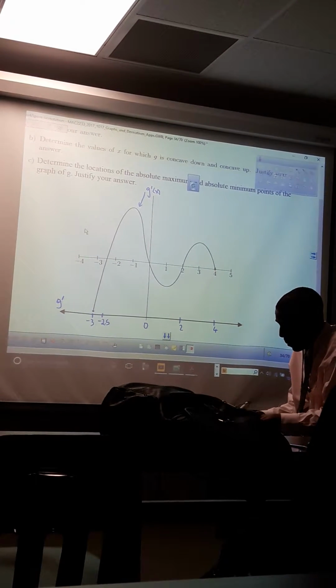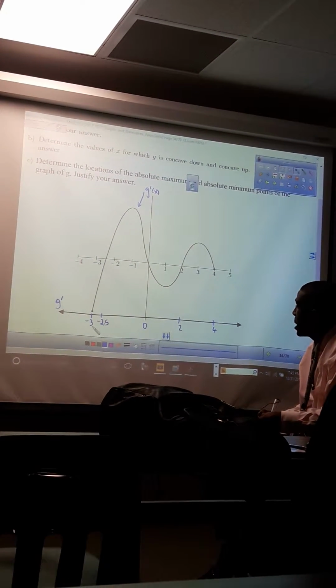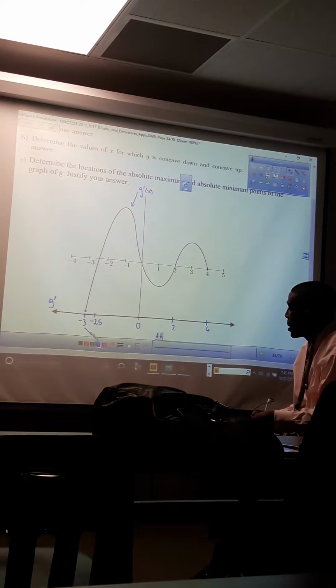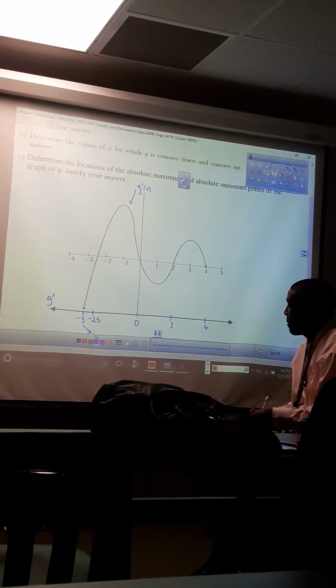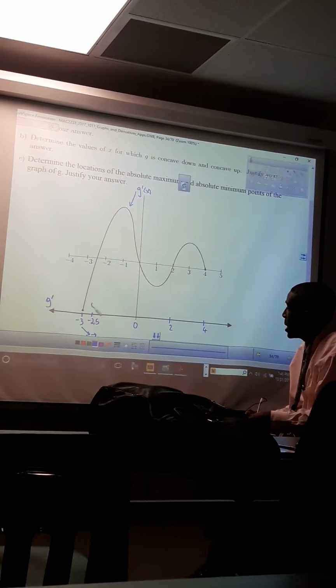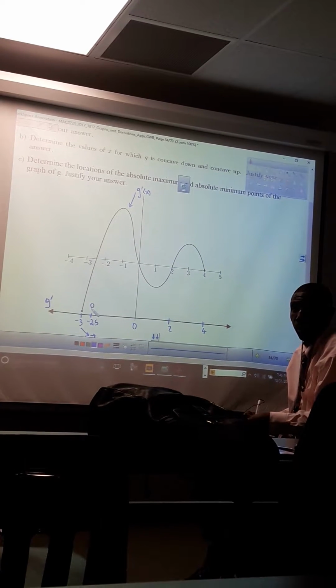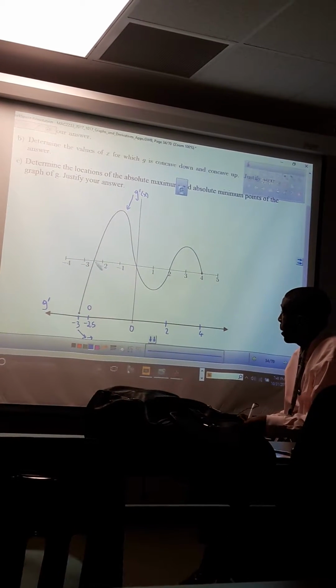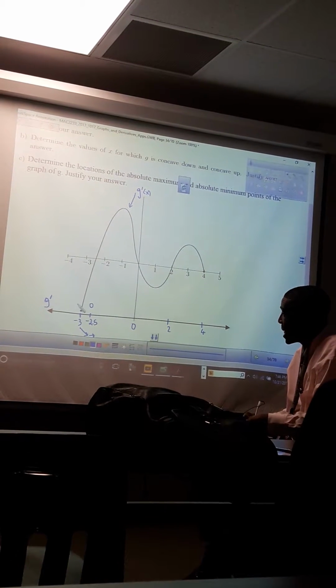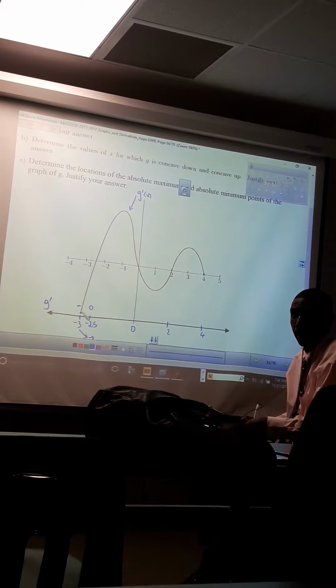First of all, G starts here and then decreases. Then at -2.5, G turns. Why does G turn? Because G prime is 0. Are you with me, folks? At -2.5, G prime is 0, but at -3, G prime is negative.